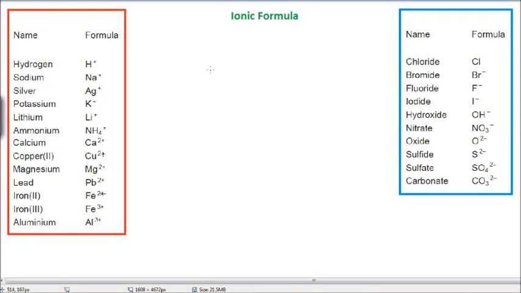Okay, welcome to this tutorial on ionic formula. We're going to go through how we write ionic formula. So first of all, let's have a think what we mean by formula. The formula of something is how the elements in a molecule are ordered.